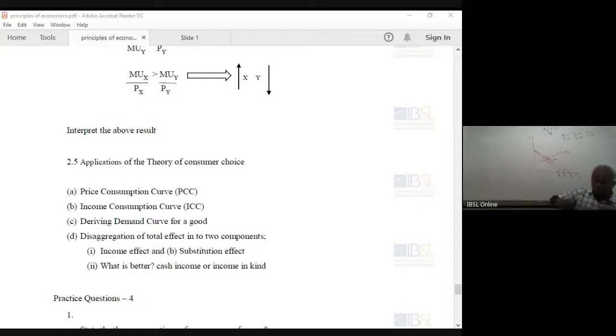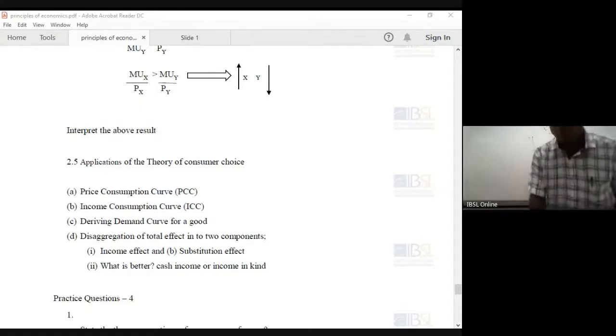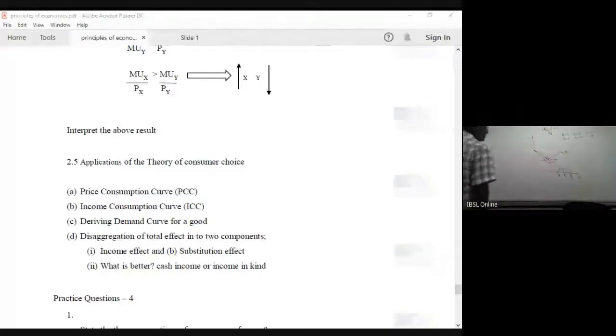Right? Now we'll come to number 2, the income consumption curve. Please take down this. Then we'll come to the income consumption curve. I'm going to draw the income consumption curve. Please take down this first.